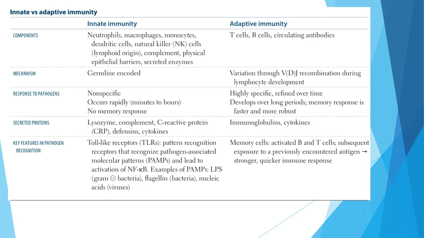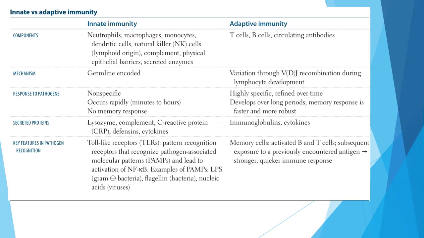The mechanism behind innate immunity is that it is germline encoded, while adaptive immunity arises through variation via VDJ recombination during lymphocyte development. The response to pathogens in innate immunity is non-specific, so it occurs rapidly with no memory response. Whereas adaptive immunity is highly specific and is refined over time. That's why it develops over long periods, and there is a memory response, which is faster and more robust if a similar form of antigen comes in contact with adaptive immunity.